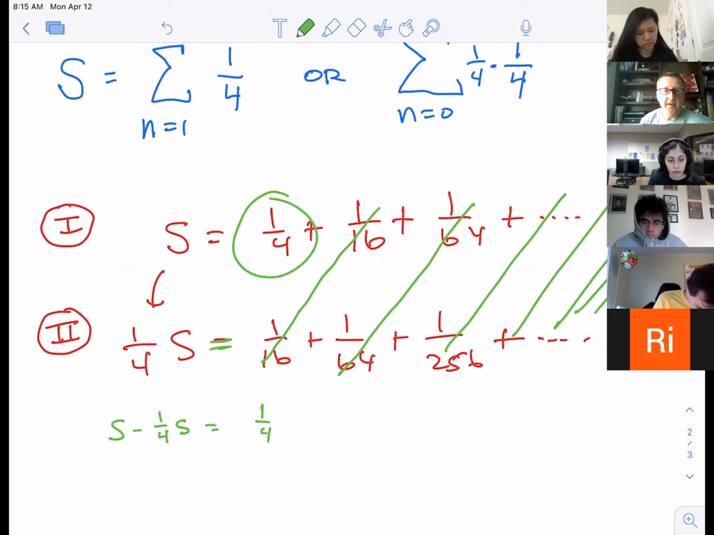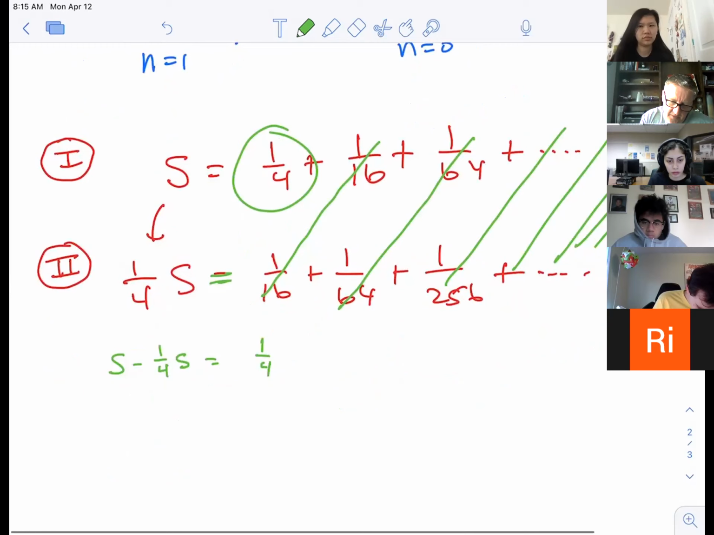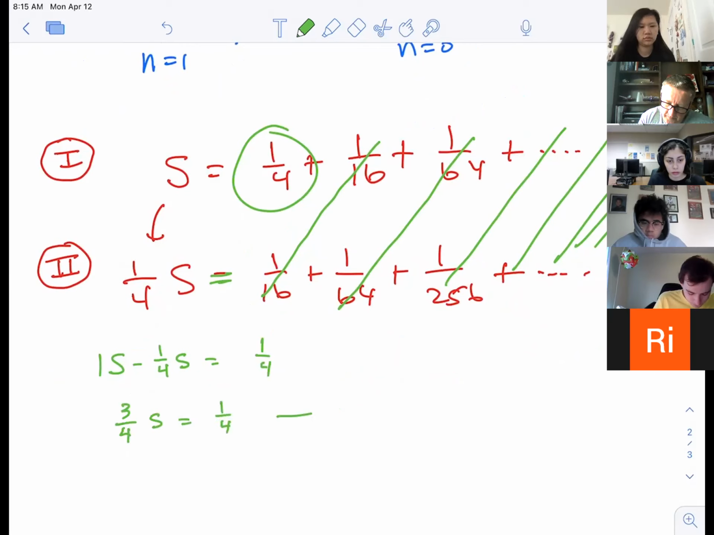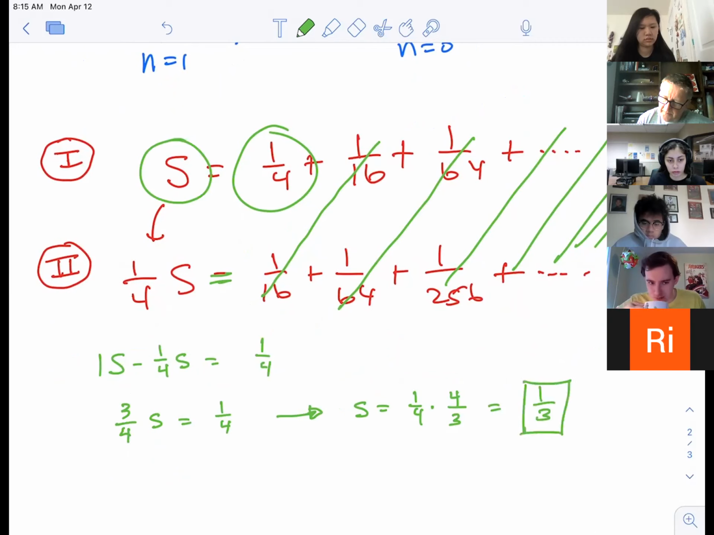Now I don't have infinity anymore. I don't have infinitely many terms. And so if I take 1S minus 1/4 of S, I have 3/4 of S. And then if I multiply both sides by 4/3 to solve for this original S, which is what I wanted to know in the first place, 1/4 times 4/3, bam, the 4's cancel and I get 1/3. Isn't that kind of cool? So the area is not infinite and it is exactly 1/3.